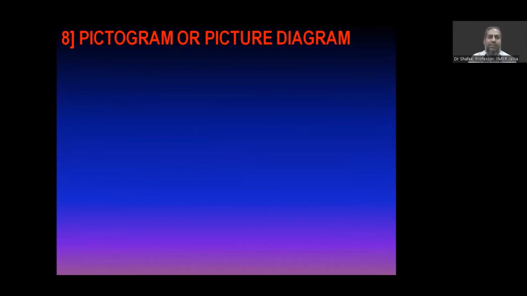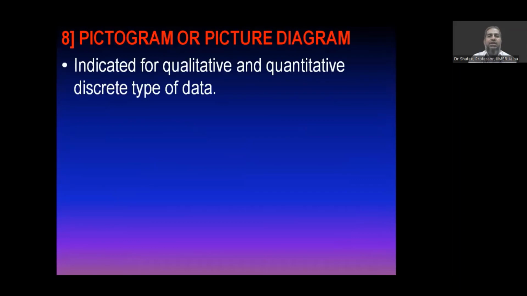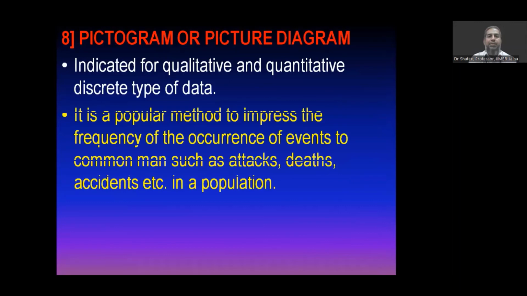Pictogram or picture diagram. In this, they take the help of pictures for a particular observation. This is indicated for qualitative and quantitative discrete type of data. It is a popular method to impress the frequency of occurrence of events on the common man, such as disease attacks, deaths, accidents, etc. in a population. It is displayed in the form of pictures. For common people, they prepare the pictogram or picture diagram so that people understand easily by just seeing the picture.